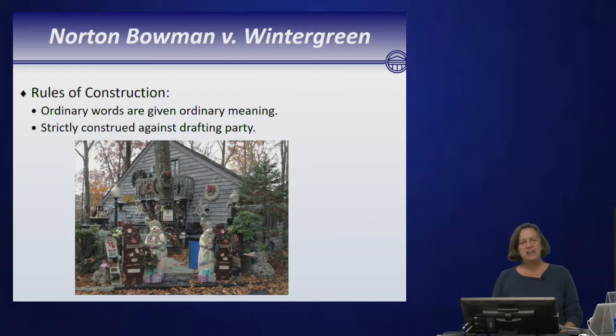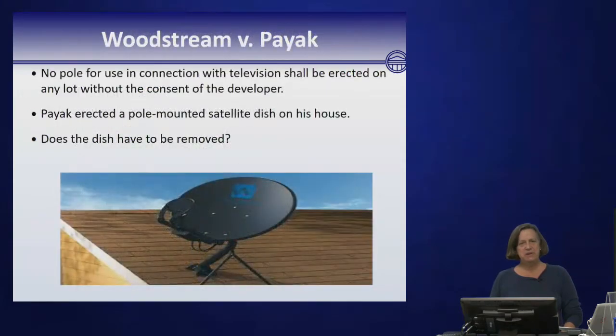All right, so another rule of construction that we learned in contracts is that ordinary words are given their ordinary meaning. And so that means that unclean means unclean. It means filthy. It does not mean aesthetically displeasing. So did Wintergreen win this one? Absolutely not. So let's look at another one, Woodstream versus Pyack.